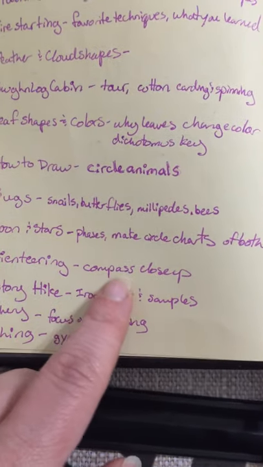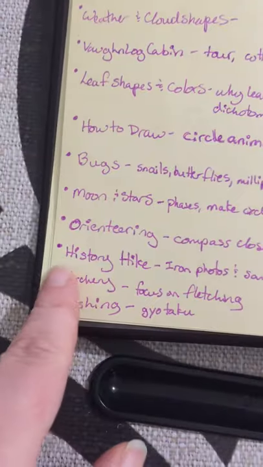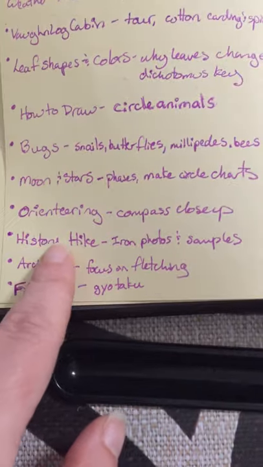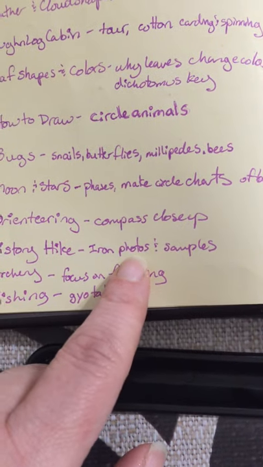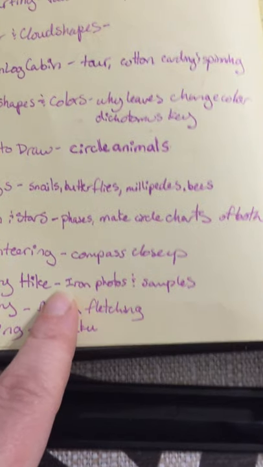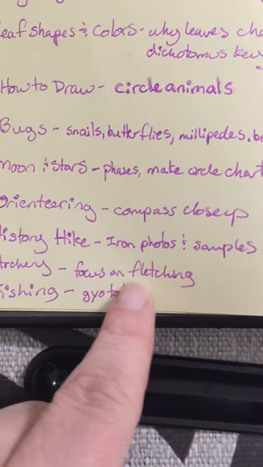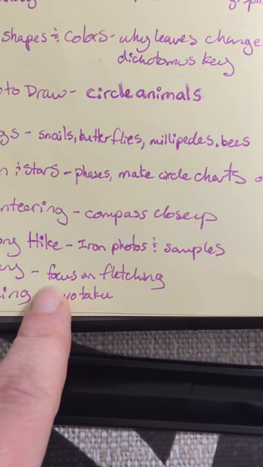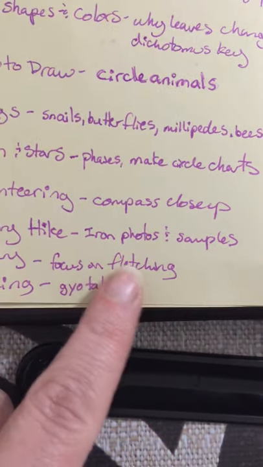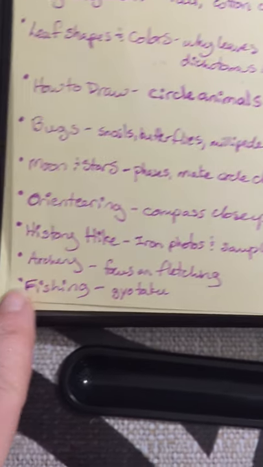Orienteering, learning to use a compass and a map, and you can do a compass and map close up in your journal. A history hike, you can look at iron photos and samples. Where I work, we have an iron mining history. You could also do archery, and do sketches of the fletching, learn about how to fletch arrows. And the fletching is the feathering on arrows that allows it to fly straight.